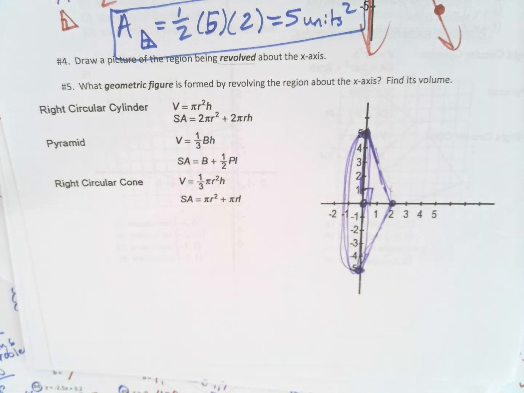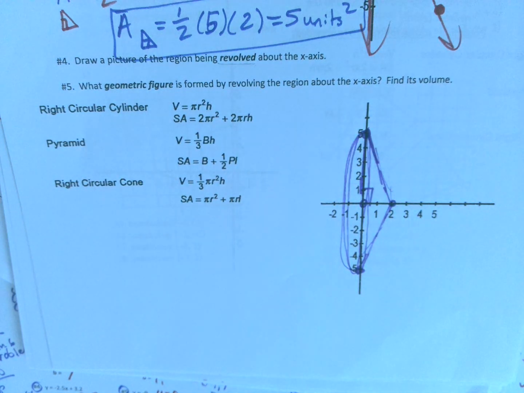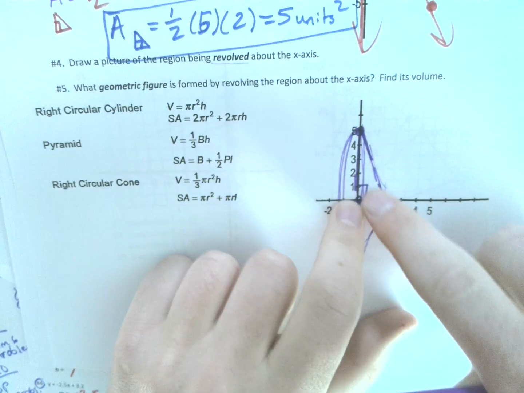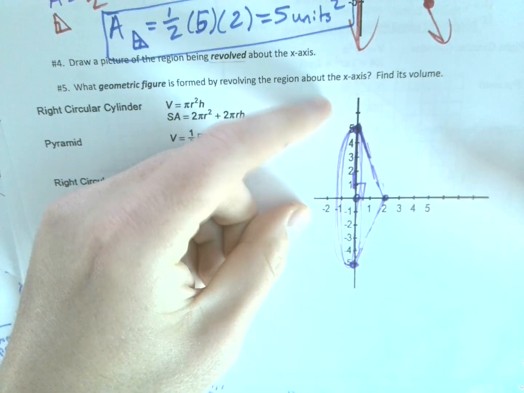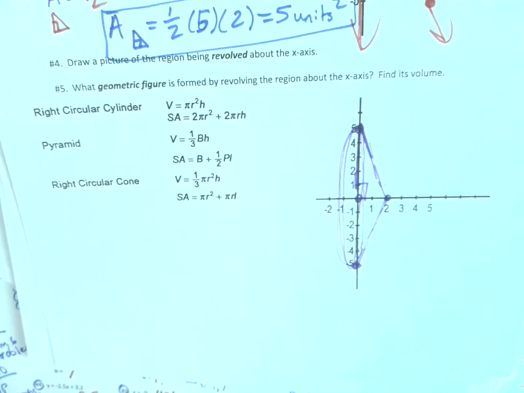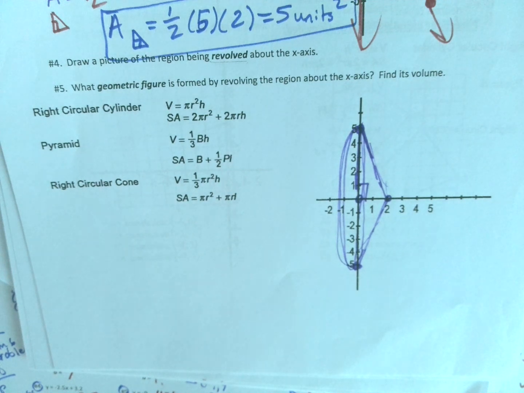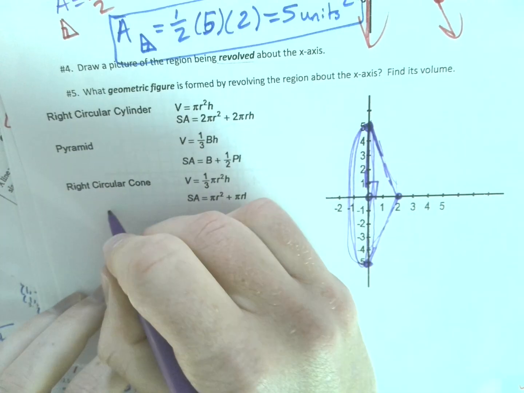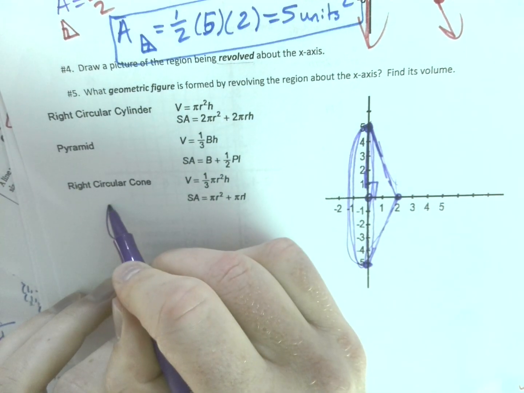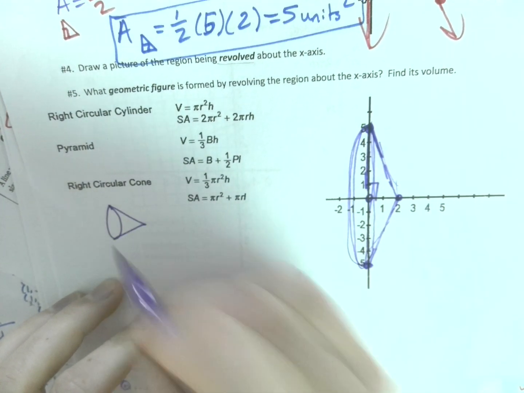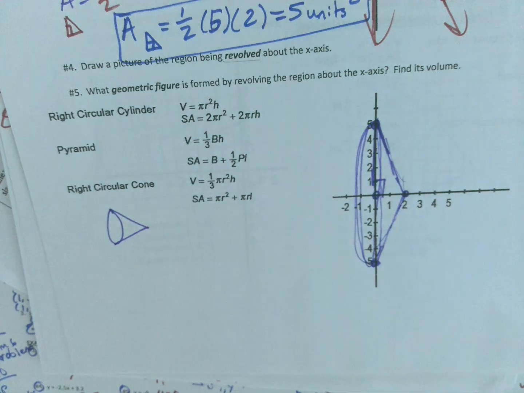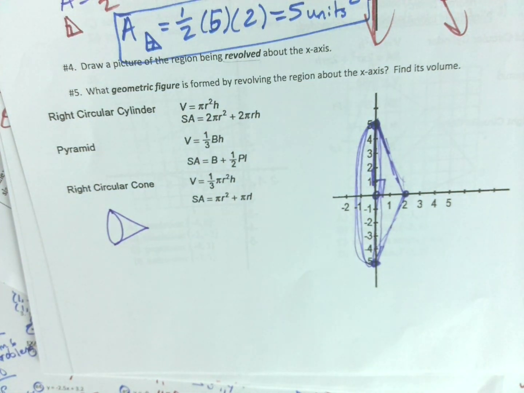So let me flip off the lights real quick. Check it out. Look at our options over here. So we just made this thing 3-dimensional. It was a triangle. We started rotating it around the x-axis 360 degrees. What kind of shape did we just make? Well, if I were to take it off the graph, it looks like that. What does that remind you of? That's a cone.